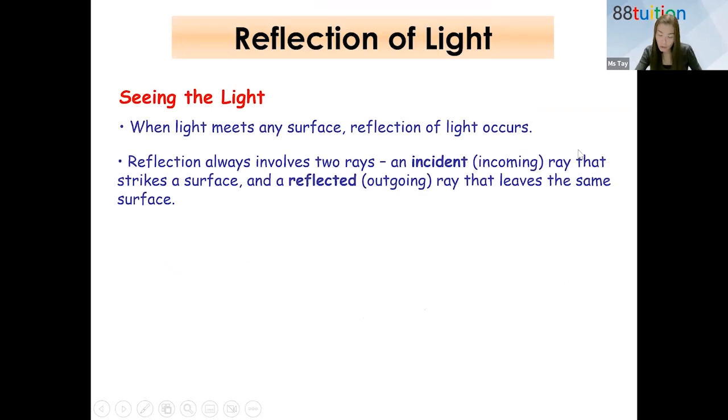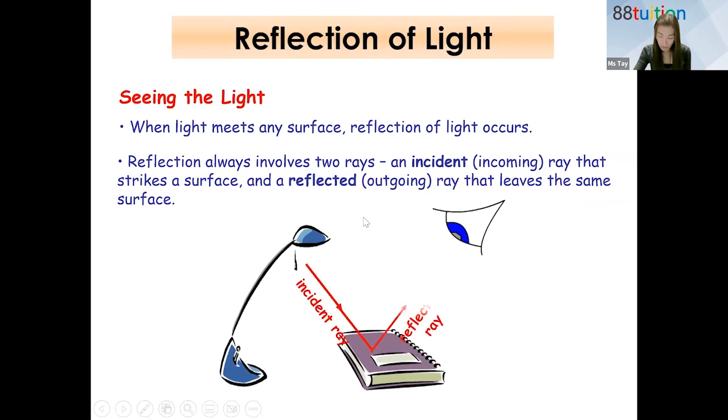So how do we see light? It's due to reflection of light. Note that it involves two rays. One is the incident ray, that is the incoming ray. Then it hits the surface and gets reflected. The reflected one, we call the reflected ray. This is the example. This is the source of light, and then the light comes in. We call this the incident ray. It hits the surface and gets reflected.